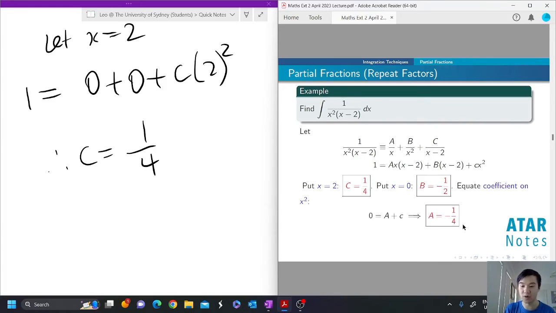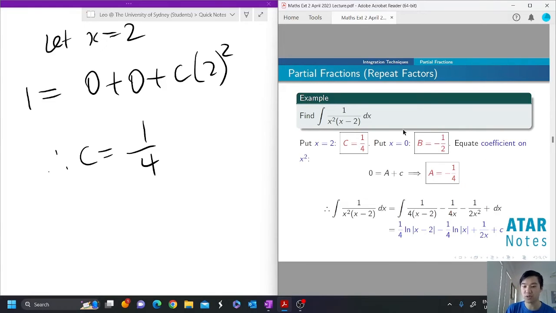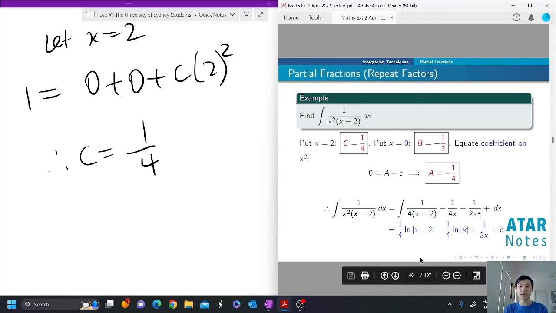a is negative 1/4. So then afterwards you can just basically put that back in, and you could break this thing down into the sum of these partial fractions. And then when you integrate, you'll get this result, because it's much easier to integrate these individual fractions than it is to integrate this entire big fraction there.